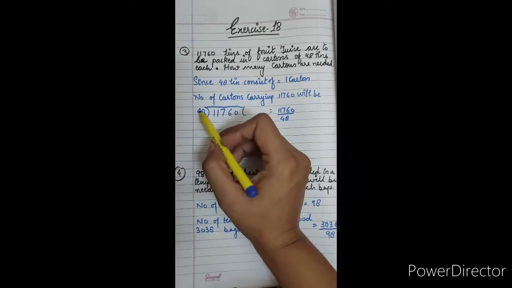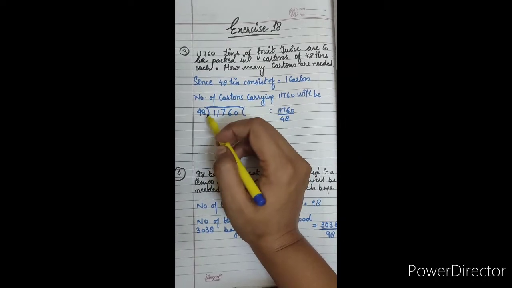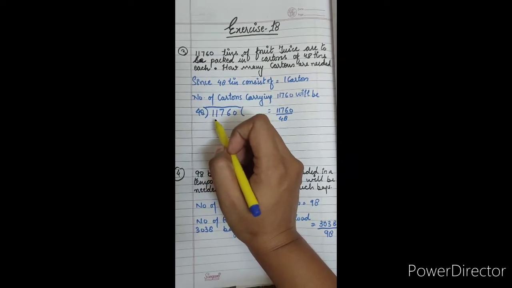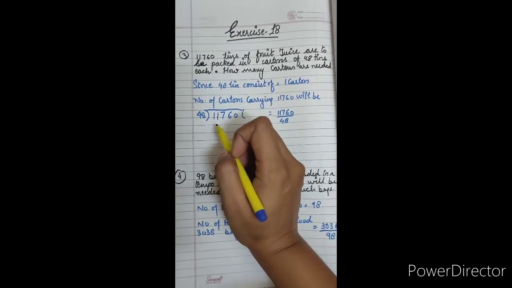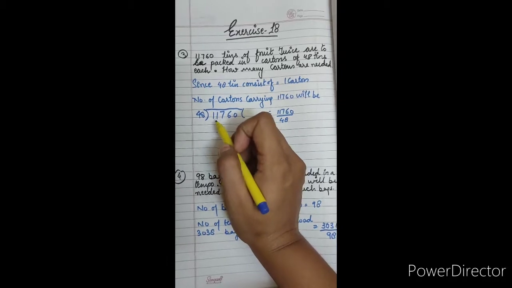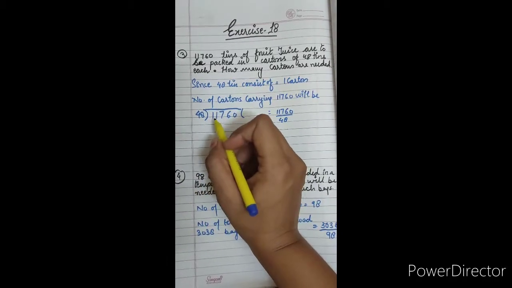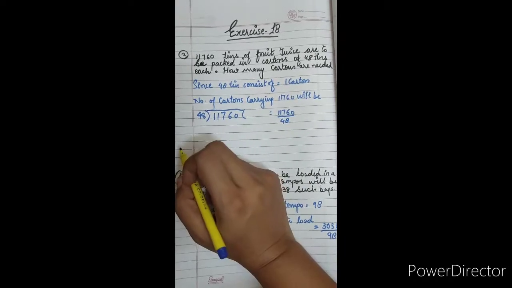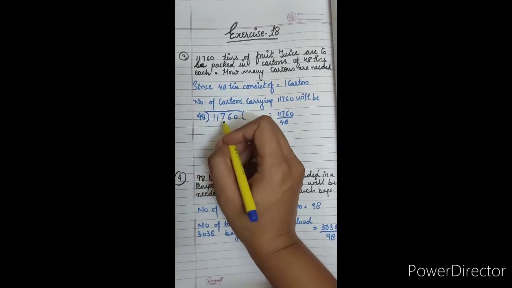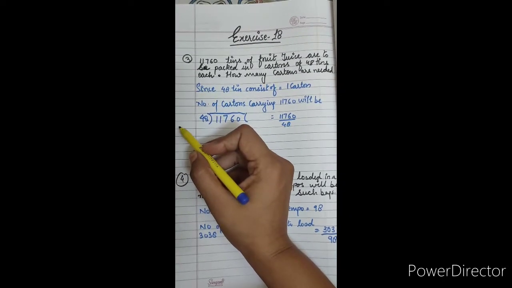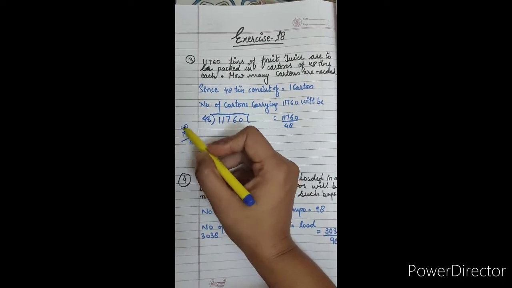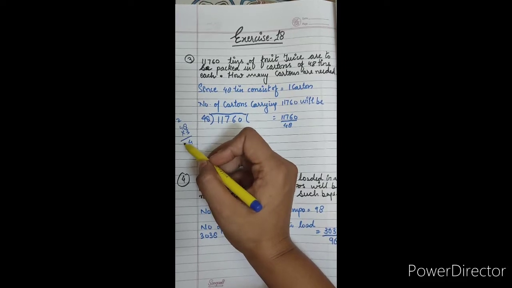So divisor is a 2-digit number. So now take 2 digits from the left hand side, 11. So 11 is less than 48. Now taking 3 digits from the left hand side, 117. So now we divide. 48 3s are, so we check 3 8s are 24 and 4 3s are 12, 13, 14.